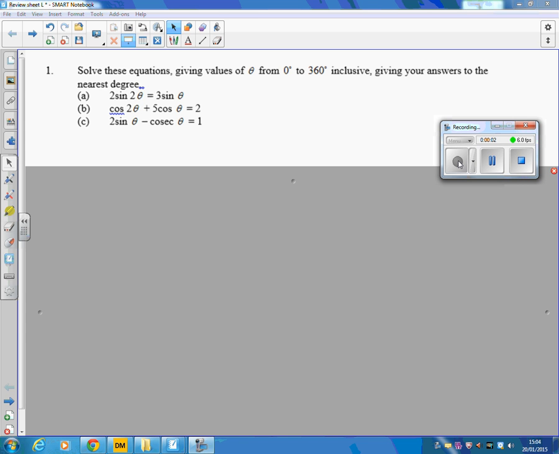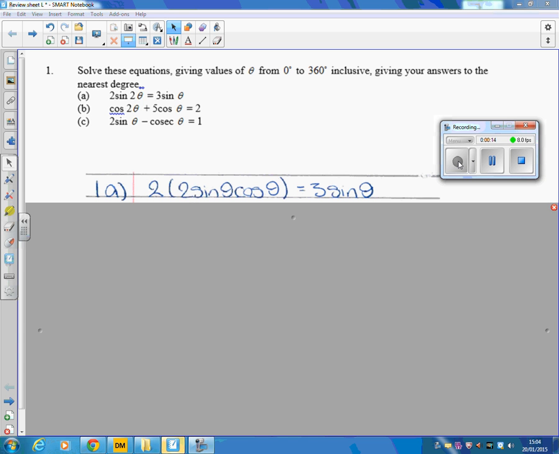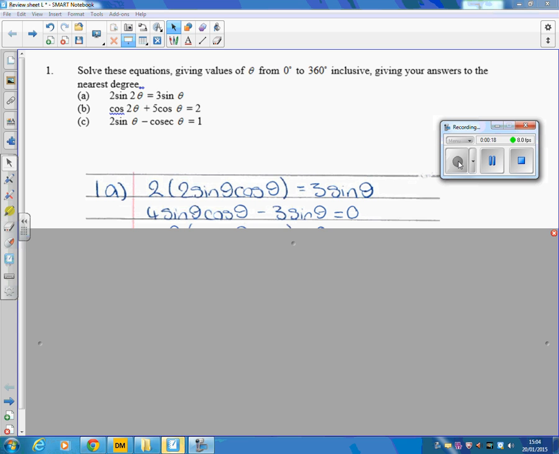Hi, this is review sheet L, question 1, and we're solving 2 sine 2 theta equals 3 sine theta. So I'm going to start off substituting in my double angle formula for sine 2 theta, which is 2 sine theta cos theta. And just simplifying that down, 2 times 2 makes 4, and also bringing this over to the other side, minus 3 sine theta.